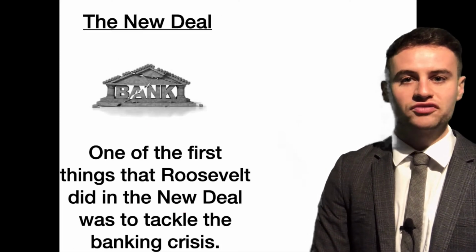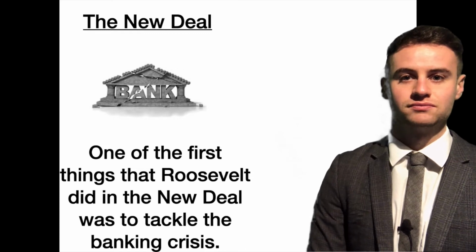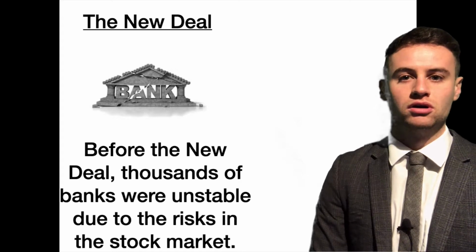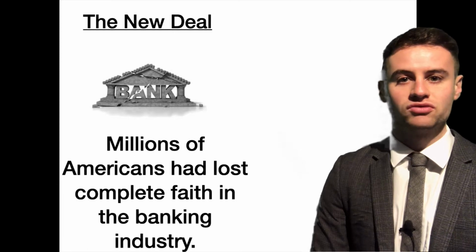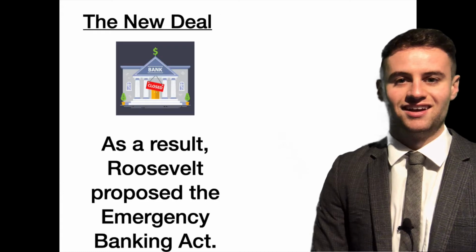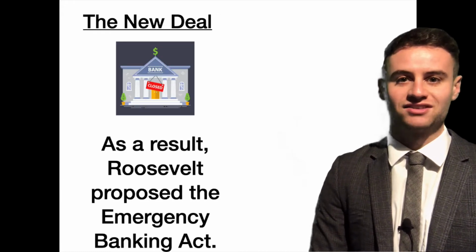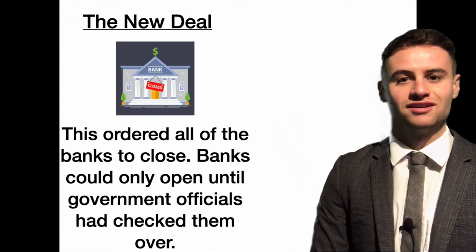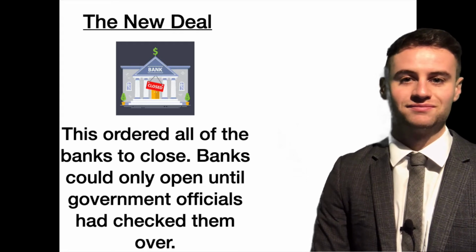So one of the first things that Roosevelt did in the New Deal was tackle the banking crisis. Before the New Deal, thousands of banks were unstable due to the risks in the stock market. Millions of Americans had lost complete faith in the banking industry. So as a result, Roosevelt proposed the Emergency Banking Act. This meant that he ordered all the banks to close. Banks would only open once government officials had checked them over.